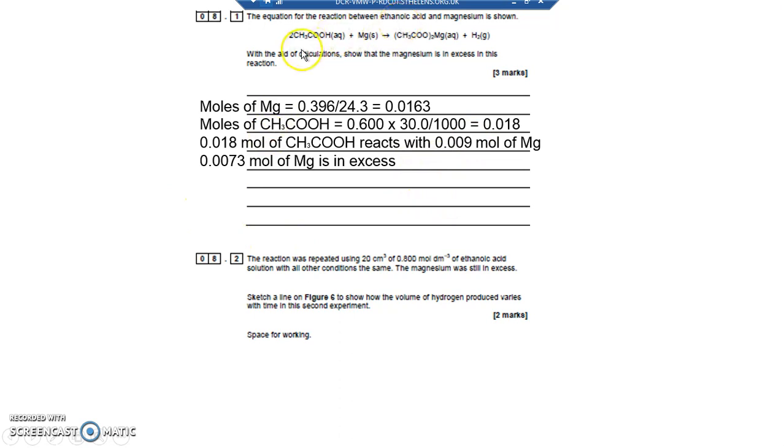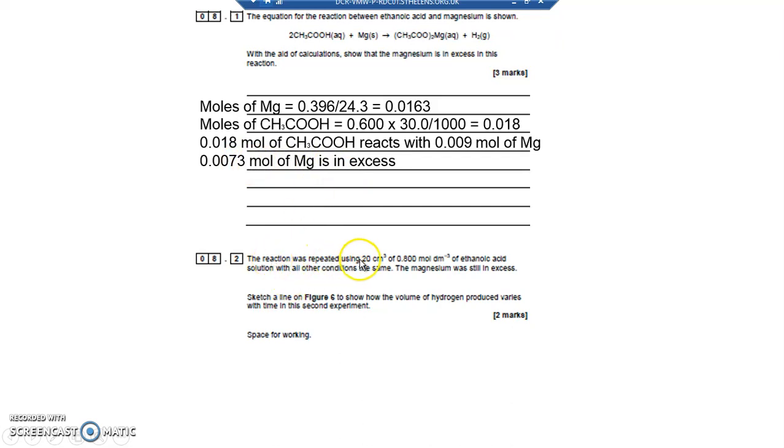Now when you actually look in this equation, 2 moles of ethanoic acid only react with 1 mole of magnesium. So if I've got 0.018 moles of ethanoic acid, 2 moles react with 1, so it will react with half of that. 0.018 would react with 0.009, half of that. So I'm going to need 0.009 moles of magnesium to react with the ethanoic acid, and I've got 0.163. I've got more than I need. If I subtract these two numbers, it will actually tell me that I've got 0.0073 moles of magnesium in excess.